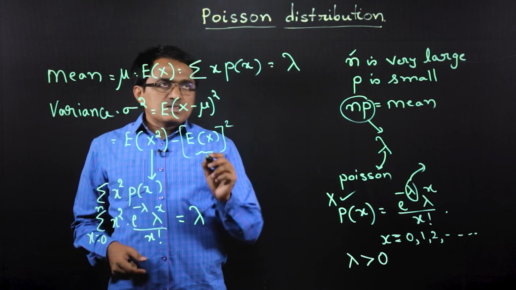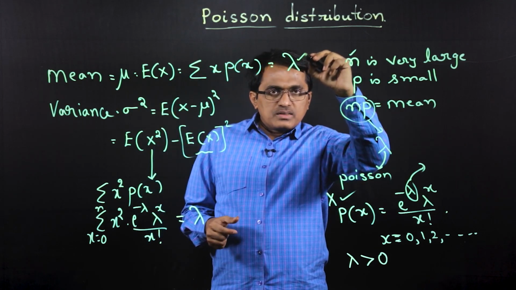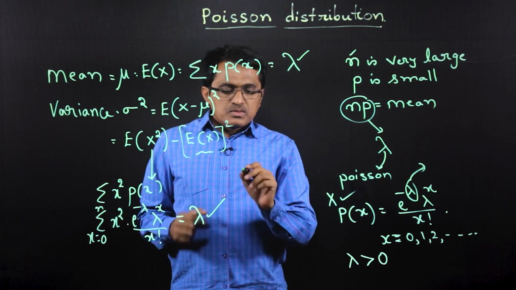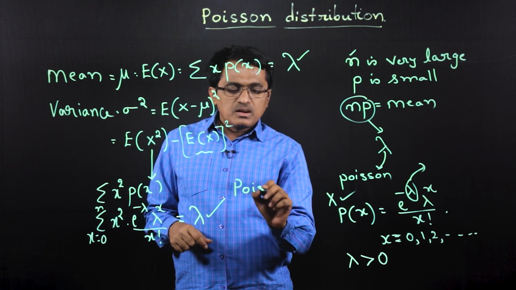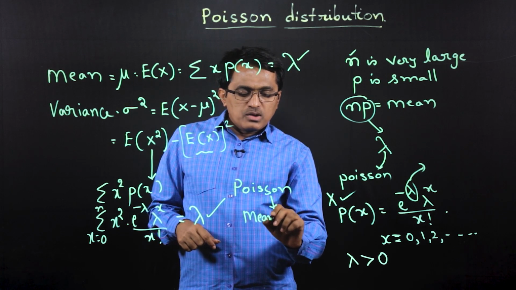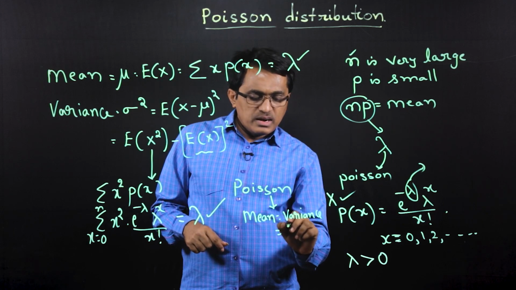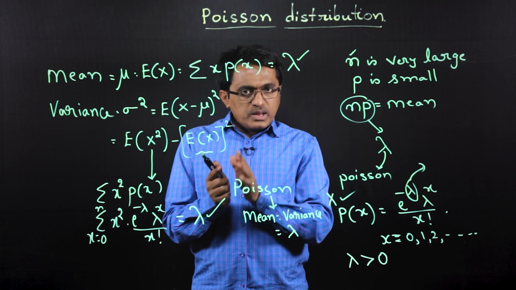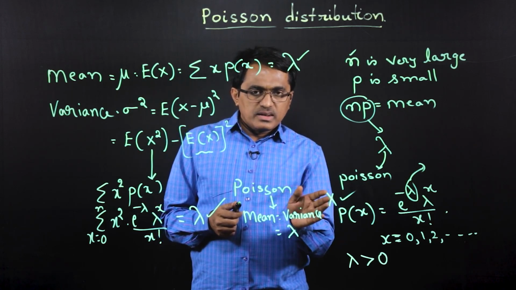If we observe this Poisson distribution, expectation of x, that is the mean of the distribution, is lambda, and the variance of the distribution is also lambda. That means we can arrive at a conclusion that for Poisson distribution, mean is always equal to variance. Not only mean equal to variance, both mean and variance are equal to the parameter of the distribution, that is lambda. If we recall the relation between mean and variance in case of binomial distribution, mean is always greater than variance.